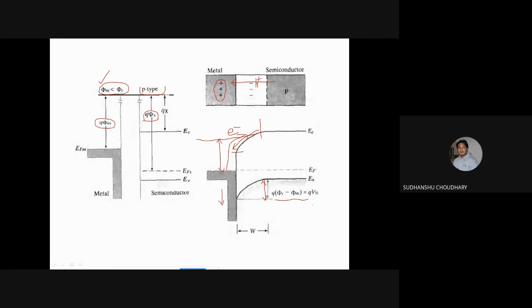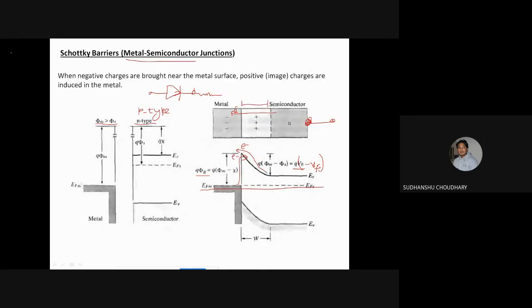So that means we don't want Schottky contacts or Schottky barriers. Instead, we want ohmic contacts. So whenever we try to fabricate the contacts, let's say these two are the contacts.